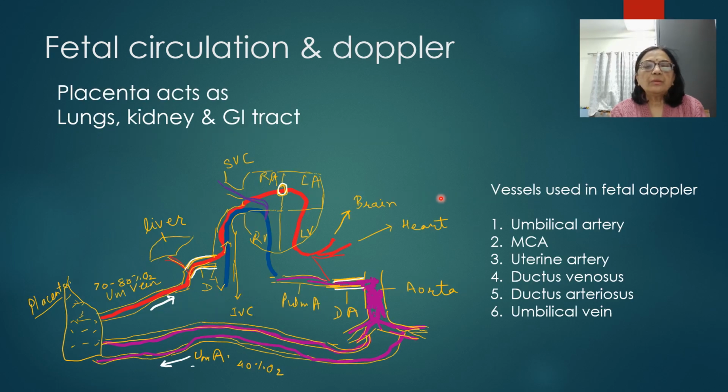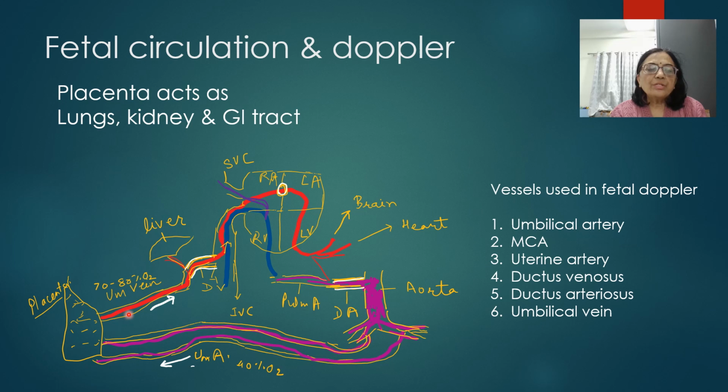Here, what we should remember is that the placenta acts as the lungs, kidney and GI tract of the fetus. This is the placenta. As we can see here, this is the wide umbilical vein. As you can see, these two are the umbilical arteries and one umbilical vein, and the umbilical vein is wider.